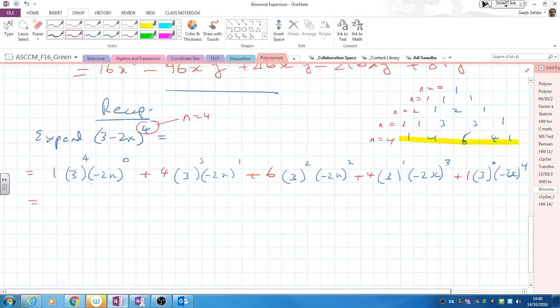Right, so what do we get for the first term? 81. What do you get for the next term, Adi? Minus 216x. Did anyone else get that? We all agree with that?